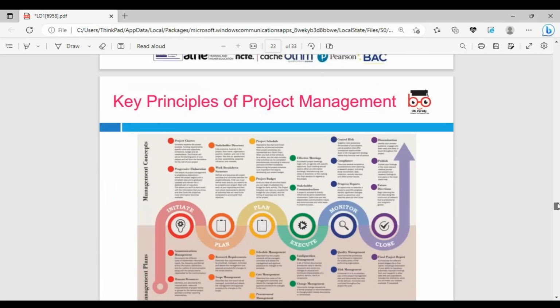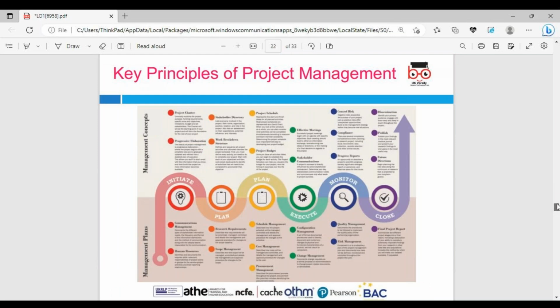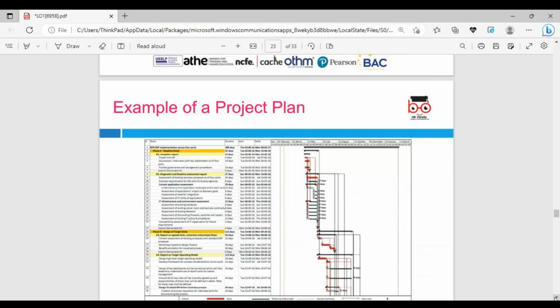Okay. The key principle of project management: when you look at the project, you need to initiate the project, you plan, and then carry on planning, and you execute, monitor, and then close the project. So the project goes through various stages. When the project finishes, it becomes a product. That's the key difference. This is one example of a Gantt chart when the project starts.